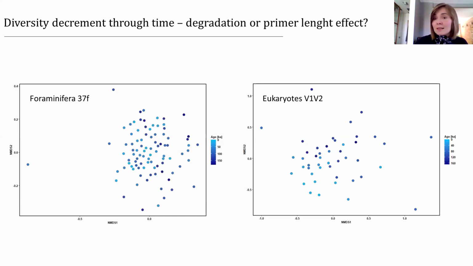So these are taxa or amplicon sequence variants that appeared in very high numbers. We have tens of thousands of sequence reads, but only in one sample. And then in another sample, we have tens of thousands of reads, but of another taxon.